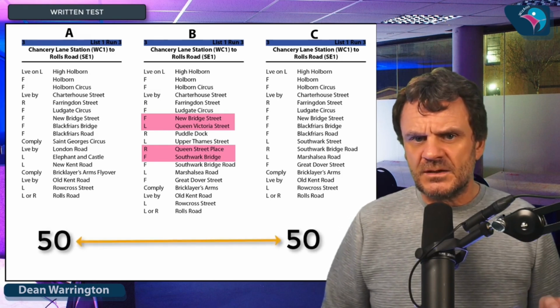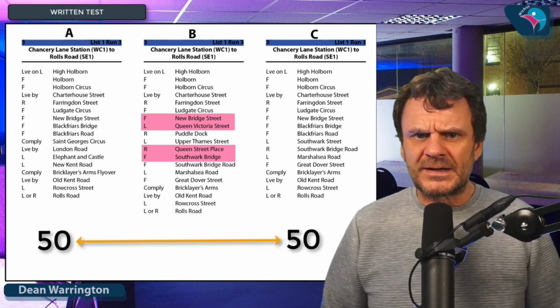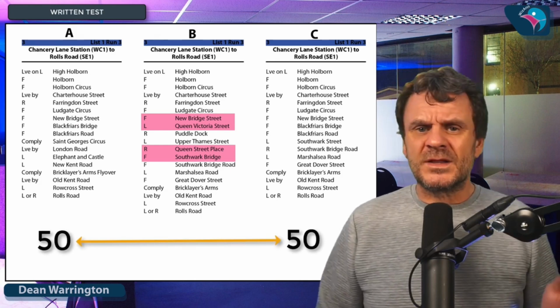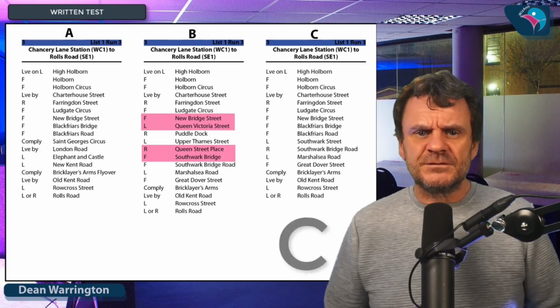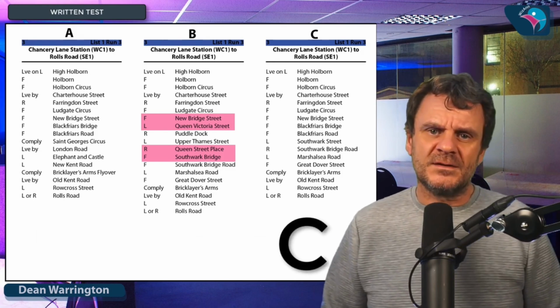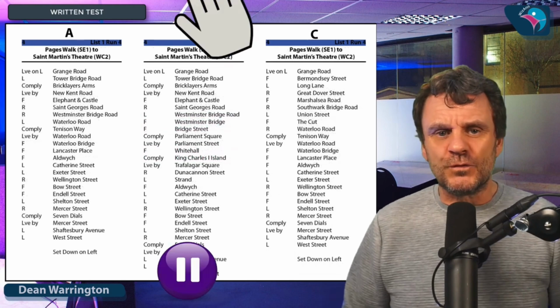Version C looks like a more direct route to Bricklayers Arms than version A. So I think version A is slightly wide. So version C is the correct answer. Let's move on to run number 4.